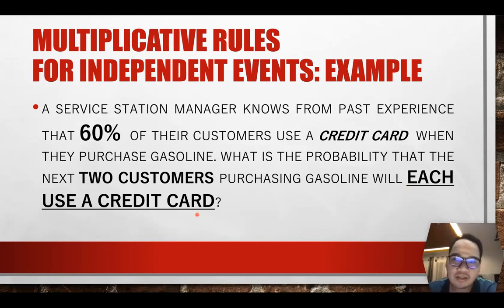The next customer is not affected by the first customer because, provided that they have credit cards and provided that the gasoline will not run out on that second purchase, they're not affected. So just simply multiply it.